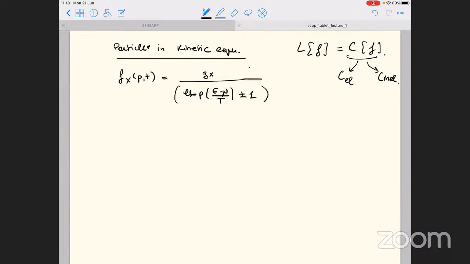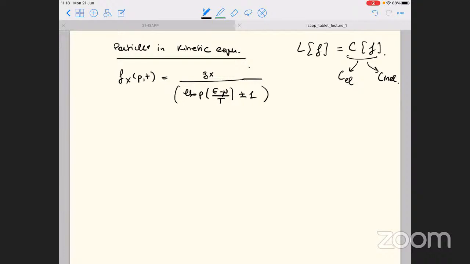Okay, so if I look at my dark matter particle that would be in kinetic equilibrium with a heat bath, I can describe the distribution function as the number of degrees of freedom of my particle divided by exponential of its energy minus the chemical potential divided by the temperature of the heat bath, plus or minus 1. So for Bose-Einstein or Fermi-Dirac. Good.